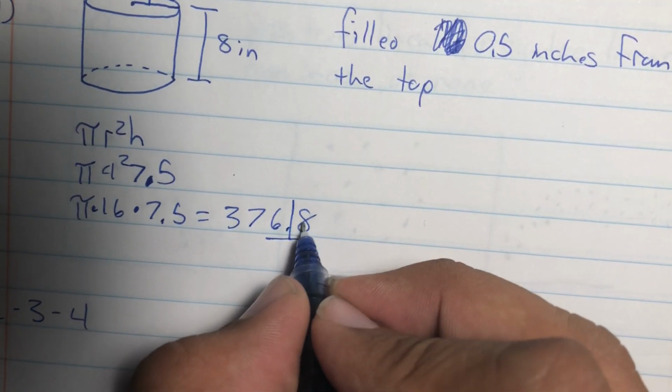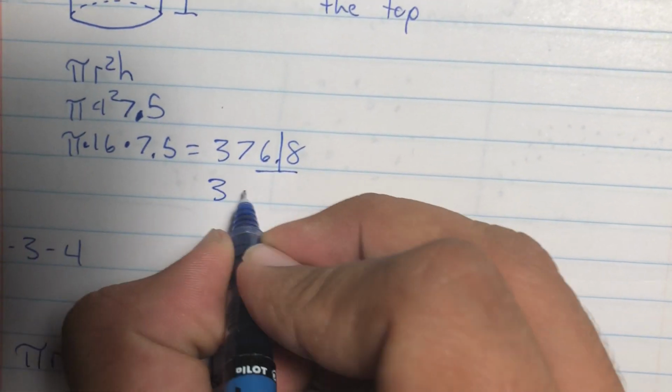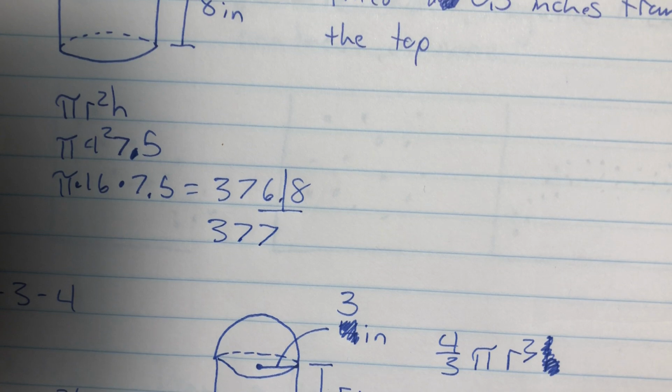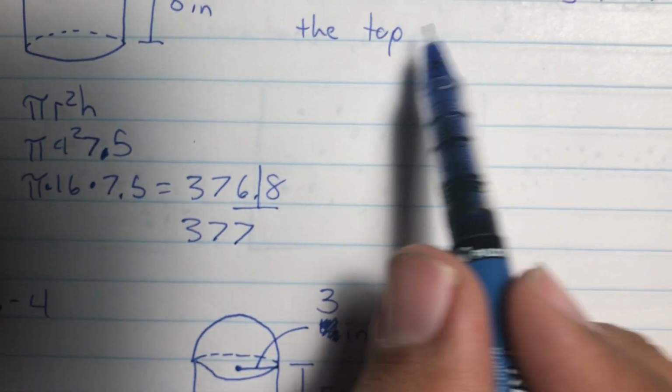If you round this to the whole number, you're looking at the 8. Is the 8 one of the numbers that makes this number go up? Yes. So our final answer is 377. And that's it. Just make sure you pay attention to how much I'm manipulating the numbers here.